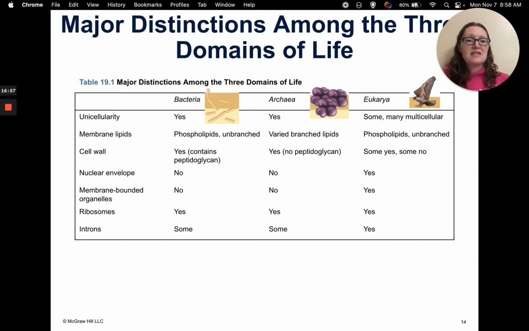So, major distinctions among the three domains of life: Bacteria, Archaeobacteria, and Eukarya. Bacteria and Archaeobacteria are all going to be unicellular. Eukarya, some are unicellular, especially in the protist group, but many are going to be multicellular too, like us.